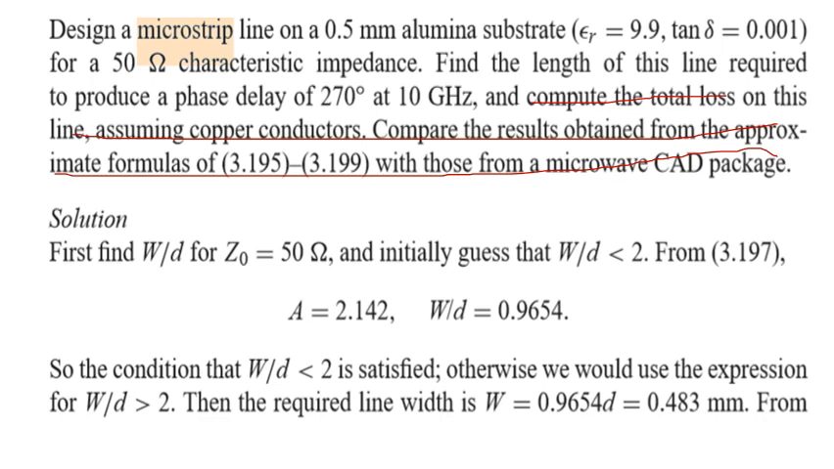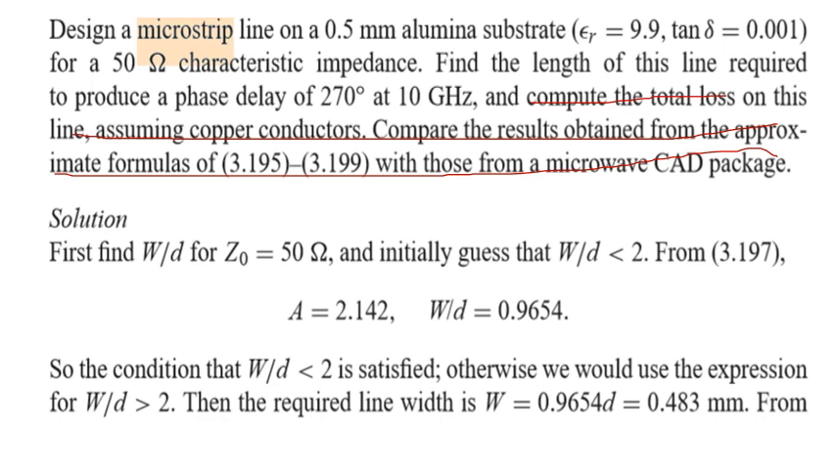So how do we start with the problem? How do we find this? First of all, Z0 is 50 ohms over here. We do not know whether this W by D is less than or greater than 2. So as an assumption, we have taken it to be less than 2. If it is less than 2, then the formula of A has to be used, and you will calculate the value of A, substitute it, and get the value of W by D as 0.9654.